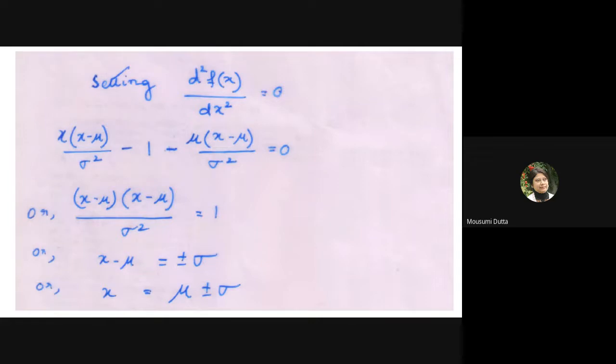I'm bringing 1 to the right hand side. So I'll get x into (x minus mu) by sigma square minus mu into (x minus mu) by sigma square. From the two terms, I'm taking (x minus mu) by sigma square common, so I'm left with another x minus mu. So I can write (x minus mu) whole squared by sigma square is equal to 1, or x minus mu is equal to plus minus sigma. So x value is nothing but mu plus minus sigma.